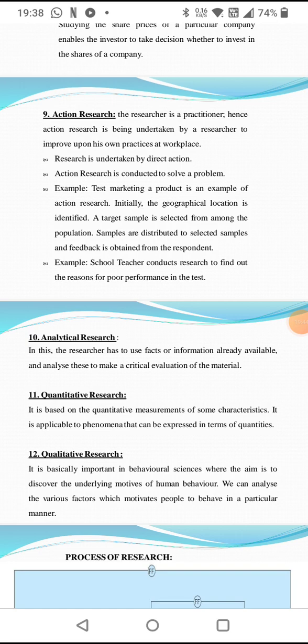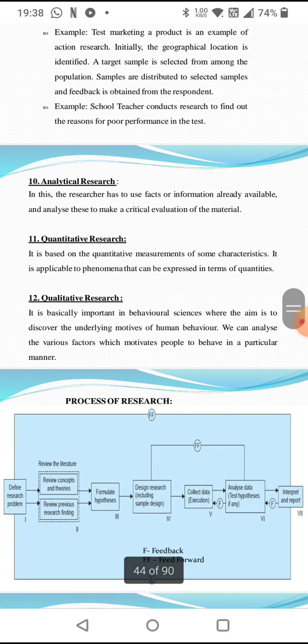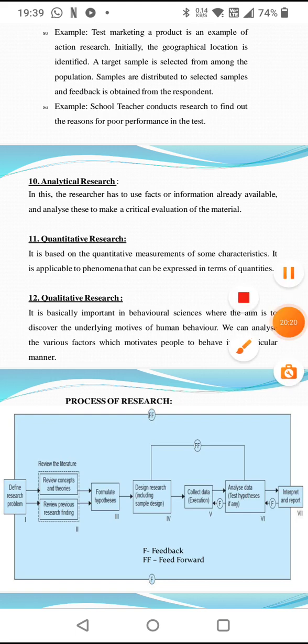Coming to analytical research, qualitative and quantitative research. So analytical research, in this the researcher has to use facts or information which is already available and analyze these to make a critical evaluation of the material. Coming to quantitative research, it is based on quantitative measurements of some characteristics. It is applicable to phenomena that can be expressed in terms of quantities. Coming to qualitative research, it is basically important in behavioral sciences where the aim is to discover the underlying motives of human behavior. We can analyze the various factors which motivate people to behave in a particular way.